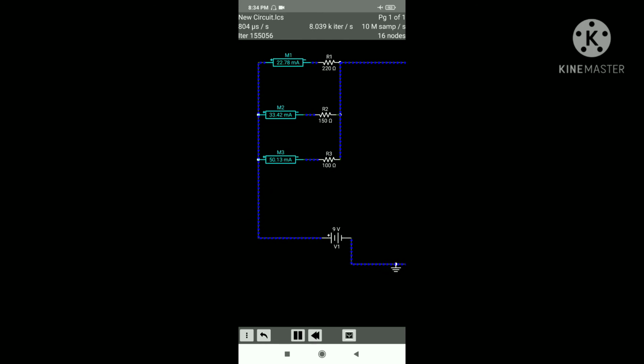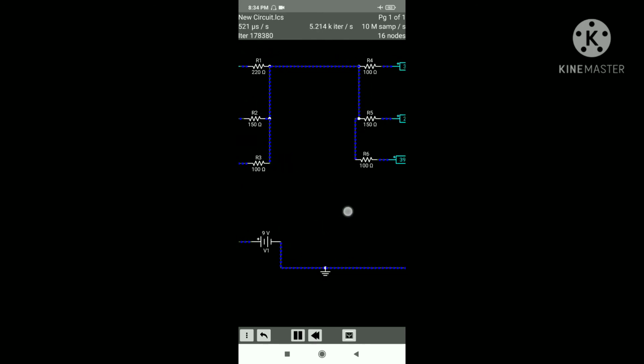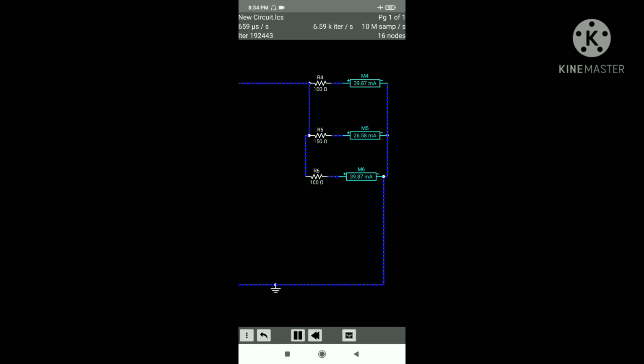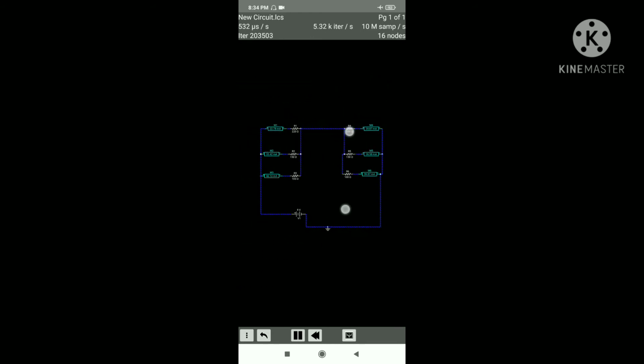That means the summation of the entering currents I1 plus I2 plus I3 is equal to I4 plus I5 plus I6. This is the total about the KCL. That means the entering current at any node or junction is equal to the outgoing current.